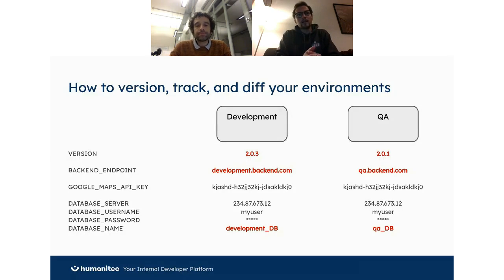Obviously the rest is different because we have a dynamic setup. So the backend endpoints can be different. The data of the databases are of course different for development and QA. Database name the same. And here this number is just an example, the version number of a service inside my environment.